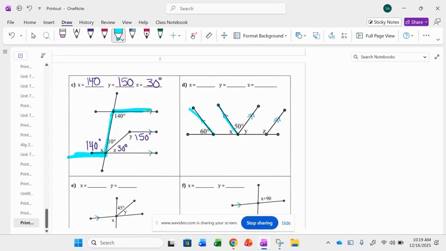Okay. I see an F too. Here's our F. And we know in the F, are the angles congruent or do they add up to 180? Congruent. So simple, easy peasy, X is 60.